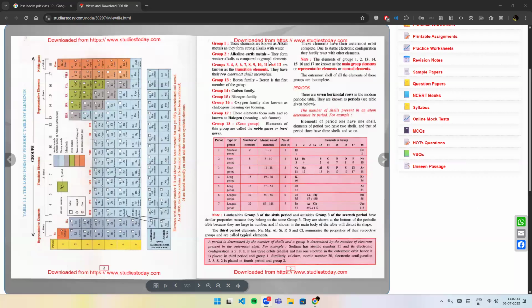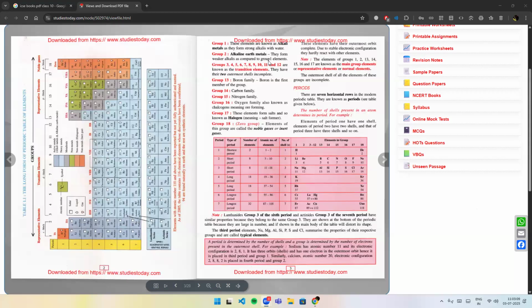The number of shells present in an atom determines its period. For example, elements of period 1 have only one shell. Elements of period 2 have 2 shells and that of period 3 have 3 shells and so on. Note, lanthanides, group 3 of the 6th period, and actinides, group 3 of the 7th period, have similar properties because they belong to the same group 3.